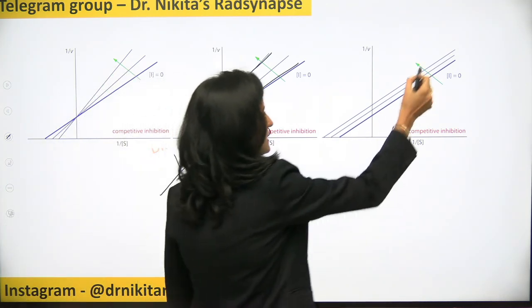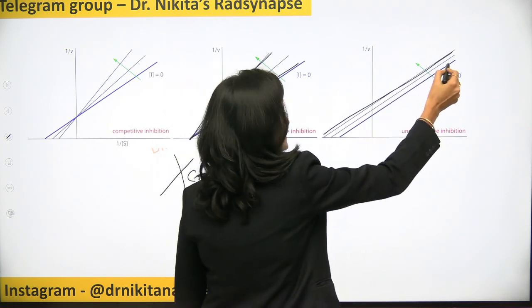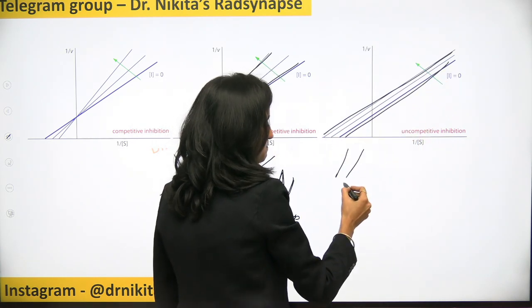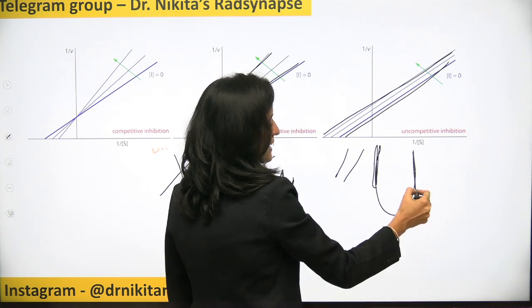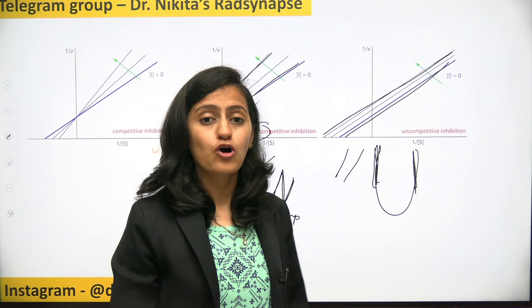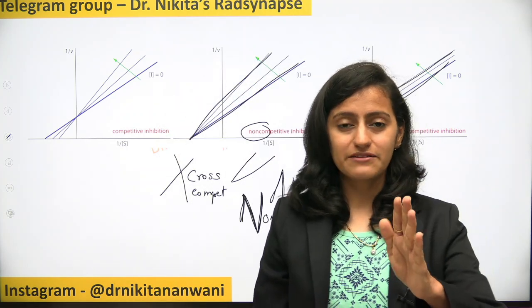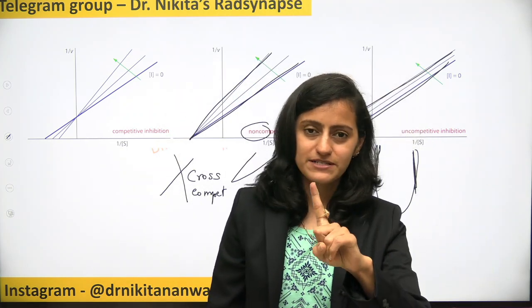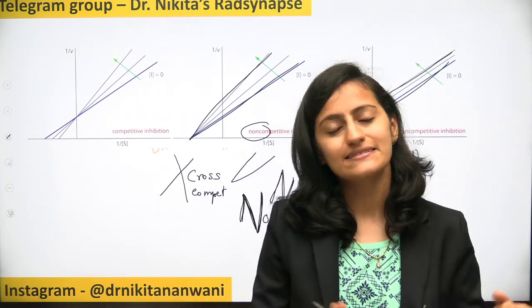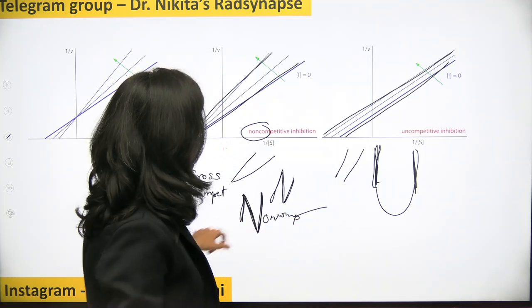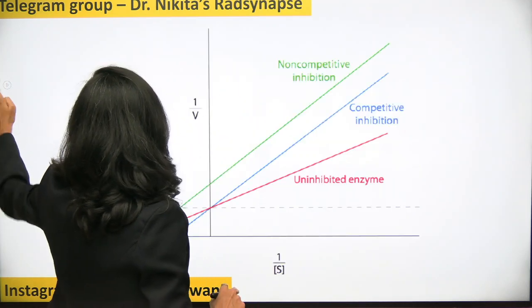And when you have the lines which are parallel, parallel lines, basically when you write U, the two lines which are parallel, they tell you that it is uncompetitive inhibition. So quickly revising, crossed is competitive, V is non-competitive, and parallel is U, that is uncompetitive inhibition. Let's have a look at the other graph now.